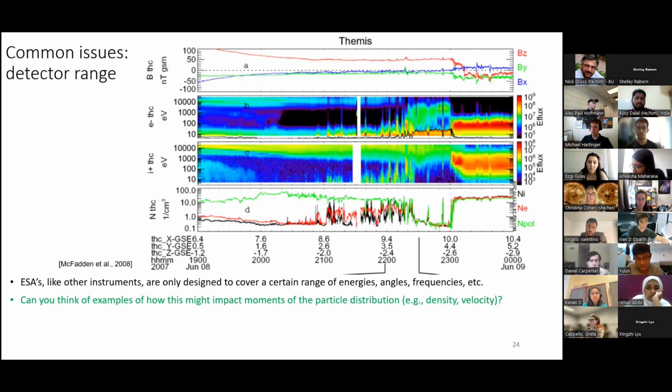So later on in this interval, when the probe leaves the plasmasphere around this time, and is in a region where the ESA is detecting the full or almost the full distribution function, then the densities all line up really nicely. So this is just one example of how you can miss the distribution. In this case, the ESA from Themis just wasn't designed to detect a plasmaspheric population, so that's why you're missing it here.